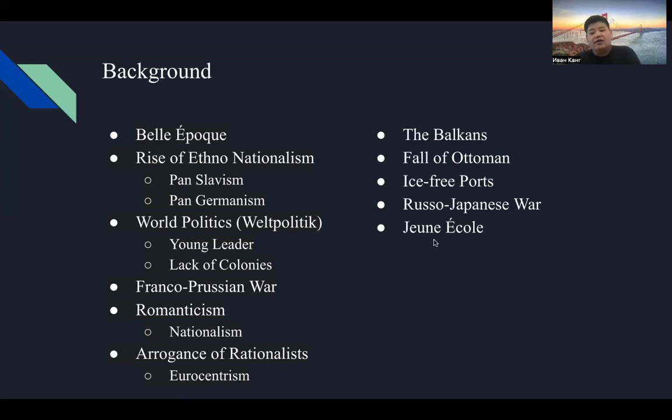And the Jeune École. I'm terrible at French, so I don't know how to pronounce this, but this is some sort of group of military officers inside the French military. What they thought was, instead of making big battleships, why don't we just make small torpedo boats and call it a day? And they really did that, but because of various reasons, it didn't really work out.